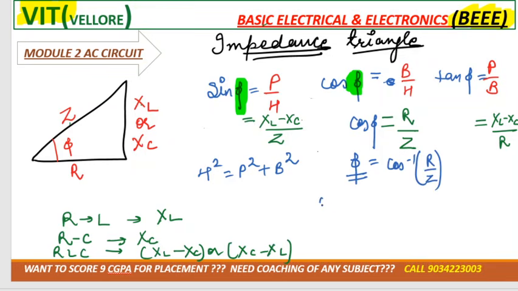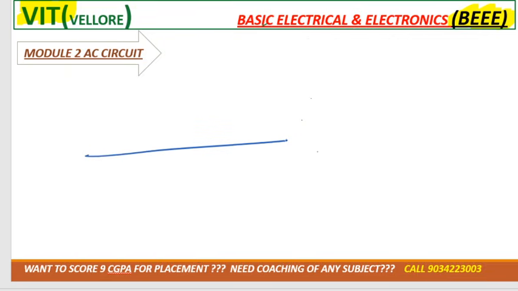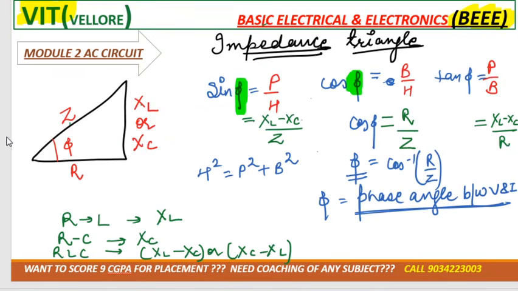Okay, what is this phi over here? Phi is the phase angle between voltage and current. Basically we'll have voltage and we'll have current, right? And the angle between them is known as phi. Clear? It may be on the upward side, it may be on the downward side, that depends on the condition.